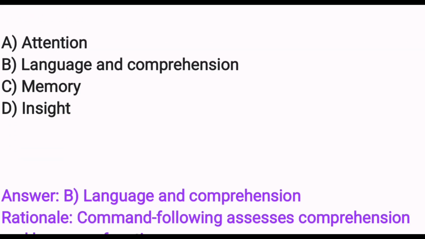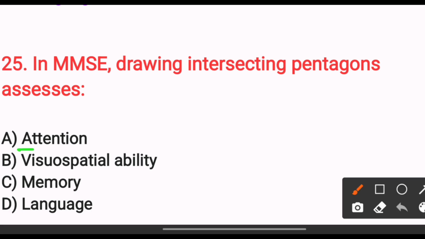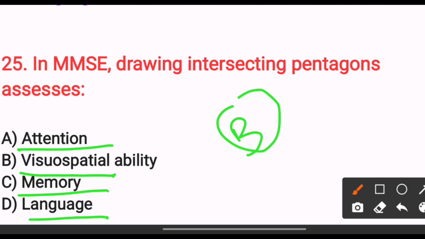Next, in the mini mental status examination, drawing intersecting pentagons assesses what? Option A, attention. Option B, visuospatial ability. Option C, memory. Option D, language. The answer is option B, visuospatial ability, because copying figures tests visuospatial and constructional skill. So the answer will be option B.